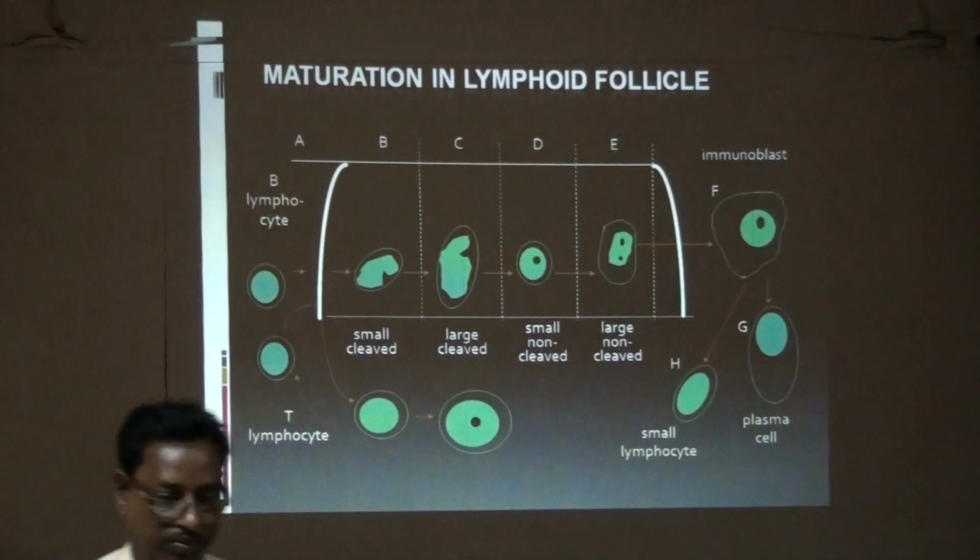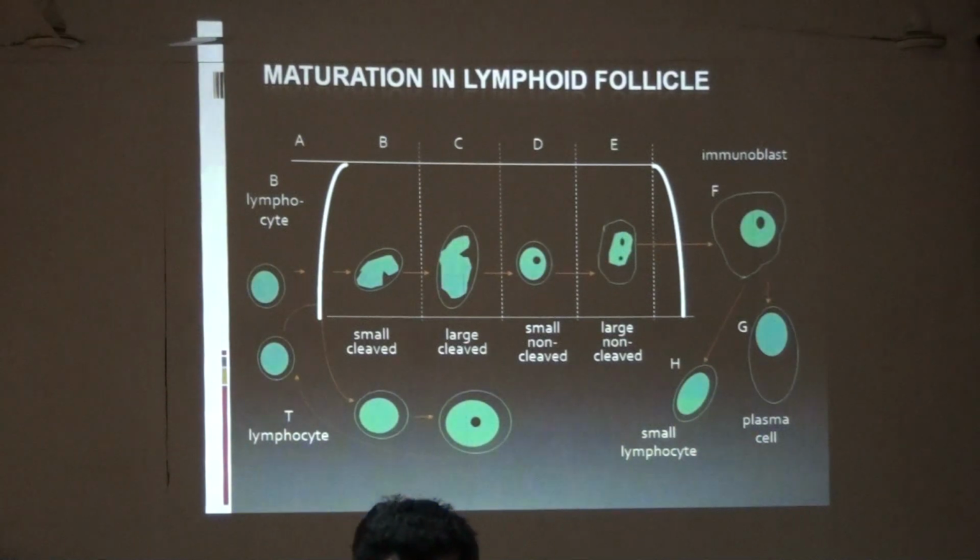This is a diagrammatic picture of how the B lymphocytes get matured and activated in the follicles. This is one B lymphocyte entering into the follicles. Then there are several types of morphological change. Finally it becomes an activated cell, and they proliferate into two lines. One is effector cells, the plasma cells. The other is memory cells.